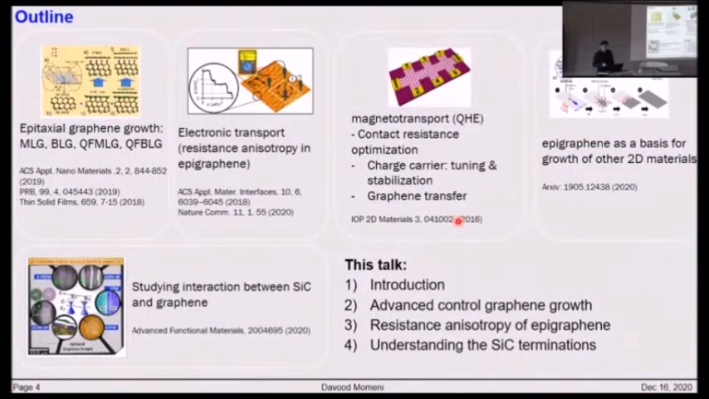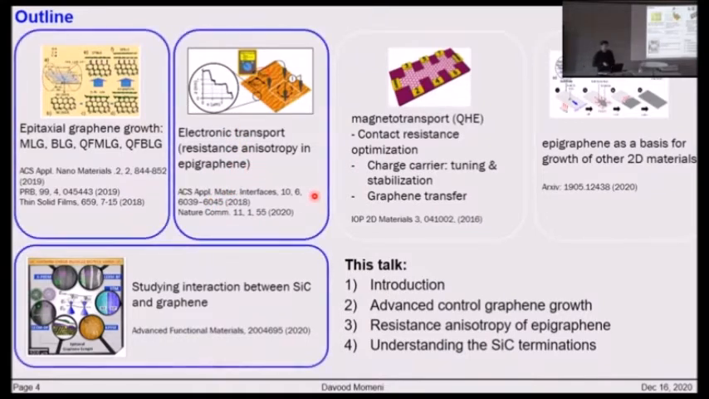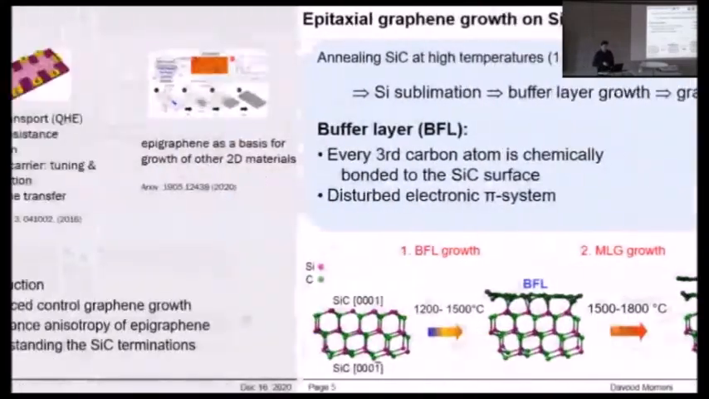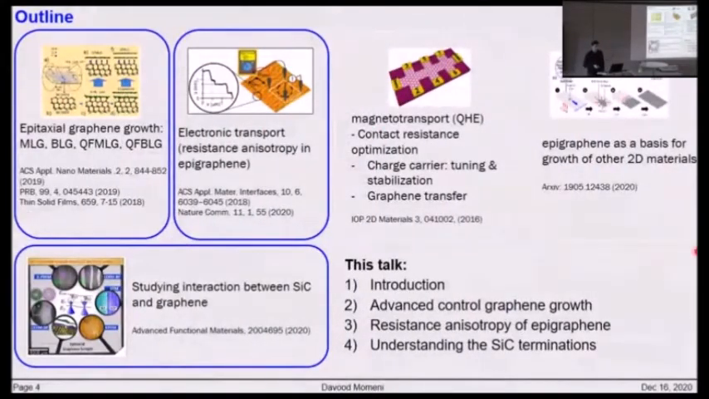I had the privilege to work in several different areas. I mainly focus on graphene growth, on the big family of epitaxial graphene. My study also covers electron transport properties, mainly resistance anisotropy in epitaxial graphene, as well as magnetic transport, or using graphene as a platform for growing other 2D materials, or our new understanding about the influence of the substrate on top layer graphene. And today I'm going to focus on these three areas in my talk.